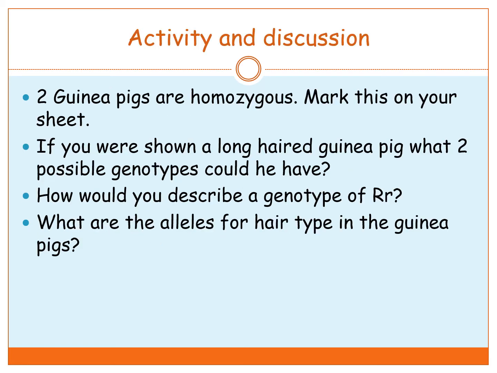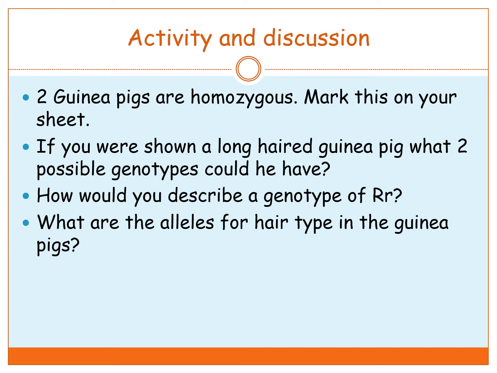So staying with the guinea pig worksheet, it now says that two guinea pigs are homozygous. Mark this on your worksheet. And if you were shown a long-haired guinea pig, what two possible genotypes could you have? And how would you describe a genotype of capital R, small r? And what are the alleles for hair type in the guinea pigs? So pause the video and try to come up with the answers before I go over them.